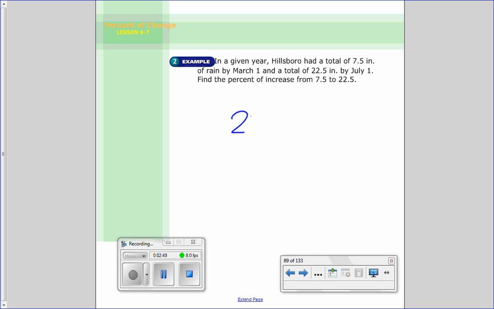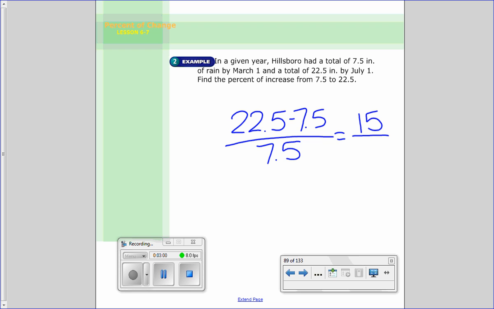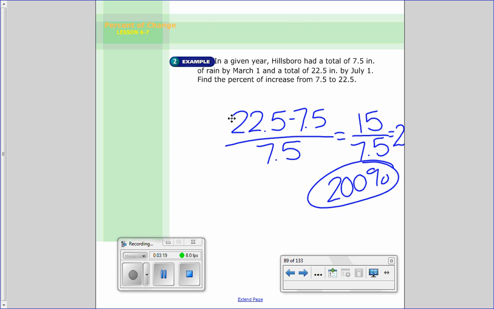Right there, they tell us what the increase was, so we go ahead and subtract it. The original, they started with 7 5/10. If you do this, I believe you get 15 divided by 7 5/10. And when you do this, 15 divided by 7.5, you get 2. But again, you need to times by 100, so 200%. That would be your answer.